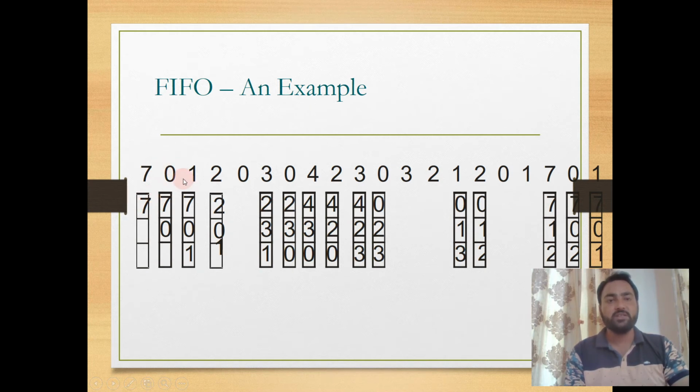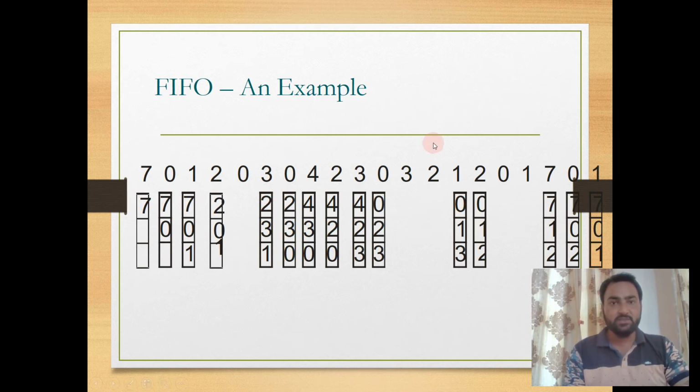Then 0 comes and page 0 will be loaded in the next free frame. Then 1 comes and it will be loaded into the next free frame. Now all the 3 frames have been occupied. Now we have to do the page replacement as per the given string of the pages that are needed by the process for execution.